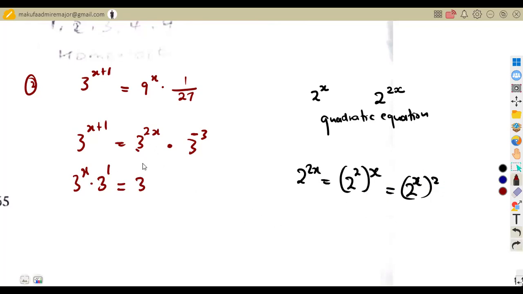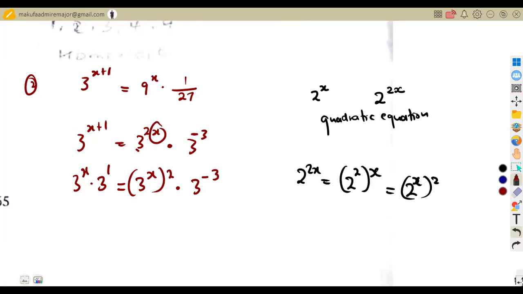So I'm going to write this as 3 to the exponent of x being raised to the exponent of 2, so that I properly see the quadratic part of our equation, times 3 to the exponent of what? A negative 3. There was even no need for us to simplify this, as you can see. Even just leave it like that. So this is what we have on this end.